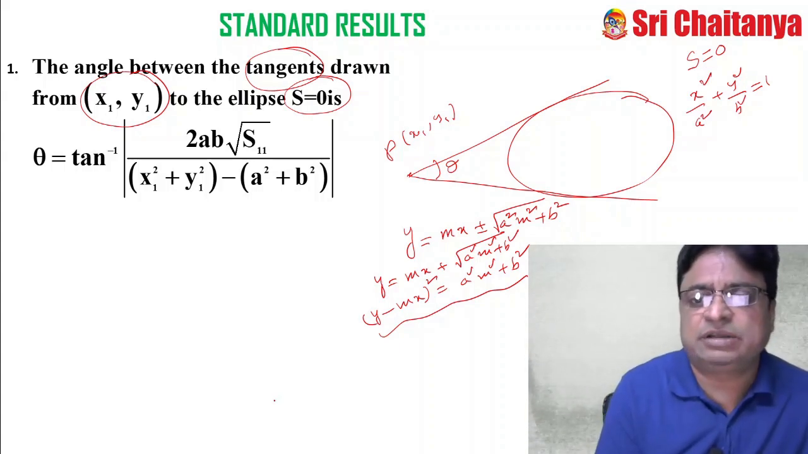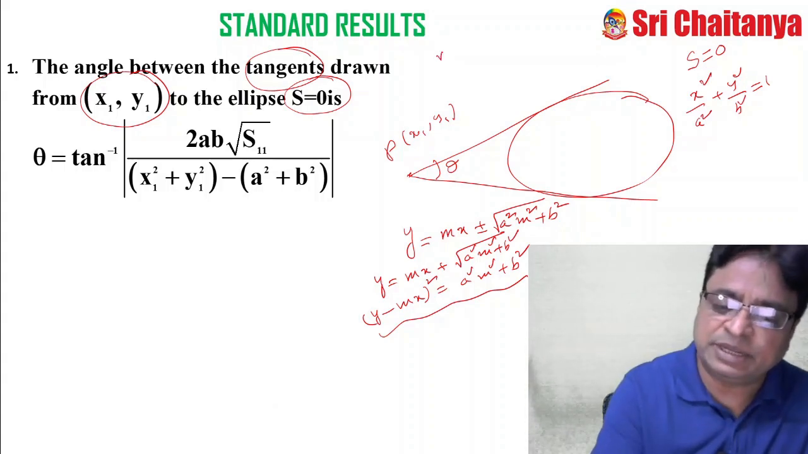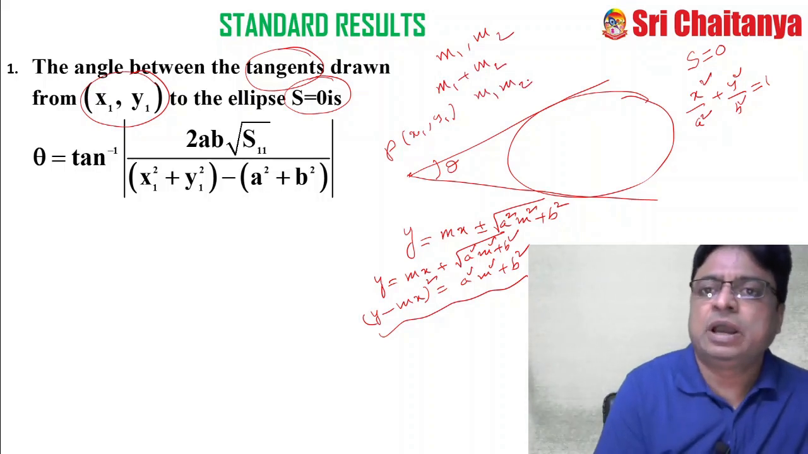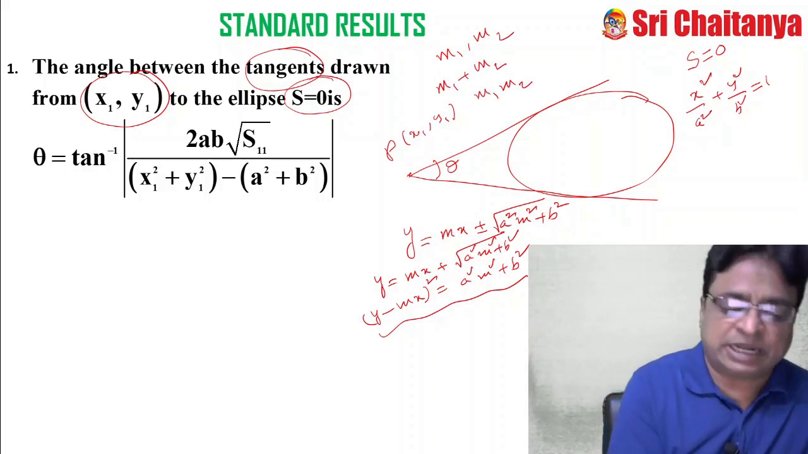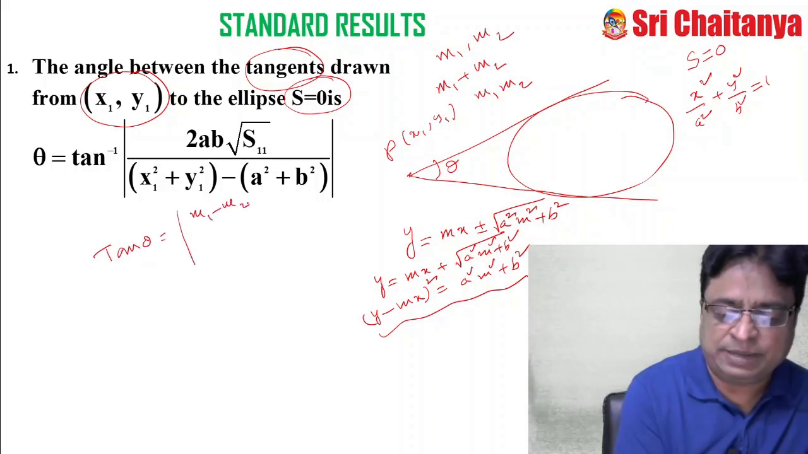Since it is a quadratic equation in terms of m, obviously it possesses two roots. Let them be m1 comma m2. Find the sum of the roots m1 plus m2 and the product of the roots m1 m2. If theta is the angle between the tangents, you know the formula: tan theta is equal to mod of (m1 minus m2) by (1 plus m1 m2).